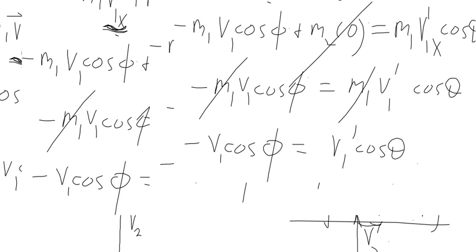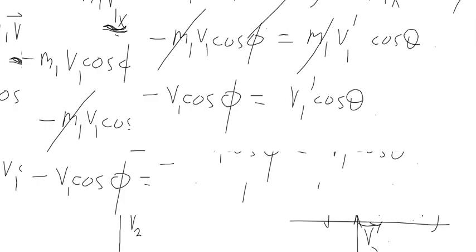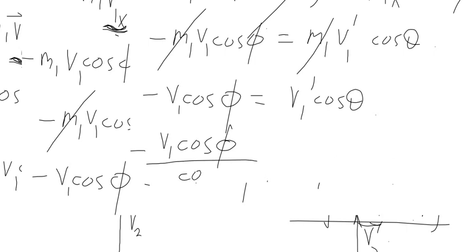Alright, so we have this. We want to solve for v1 prime here. So what I need to do is divide both sides by cosine theta. So this should be minus v1 cosine phi divided by cosine theta. Do it on both sides of the equation.